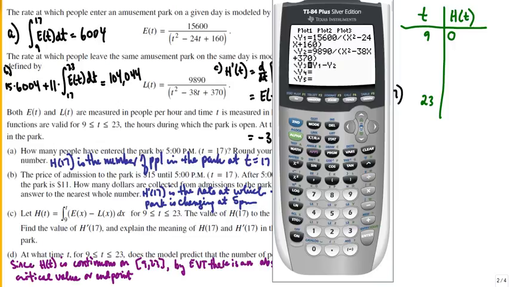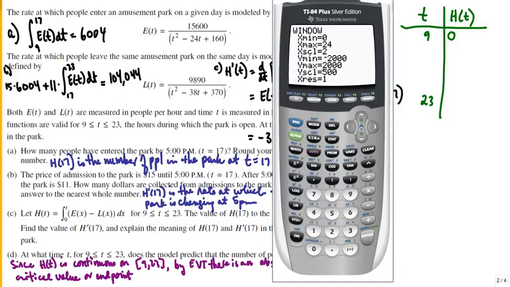So I have my function e of t and my function l of t. If I want function h of t, then I'm going to have y1 minus y2, and that will give me the change in the number of people in the park between two periods of time. So if I go from 9 to 23, then that will give me the number of people who are left in the park at time t equals 23, or the net change of people in the park, and since we start with 0, that will give me the number of people left in the park.